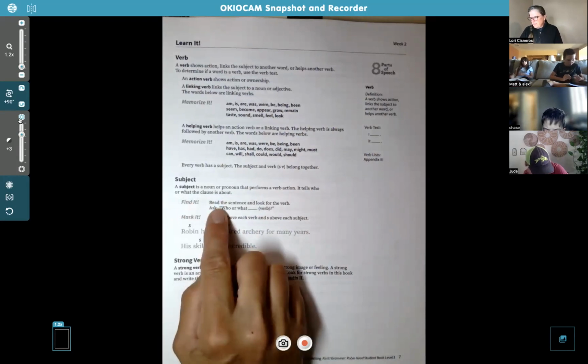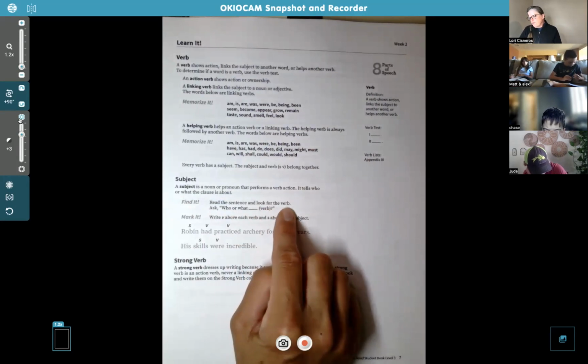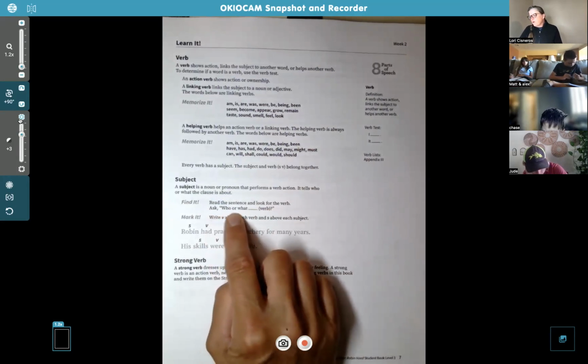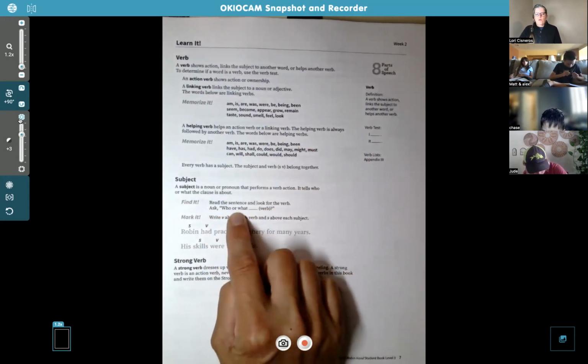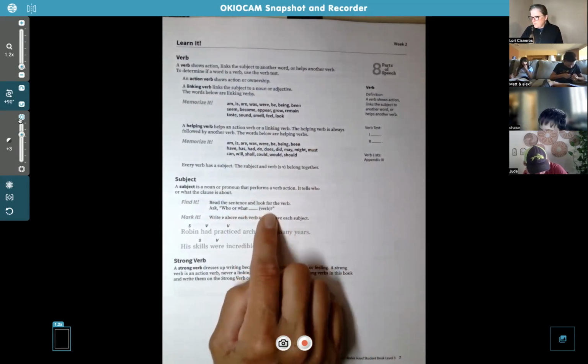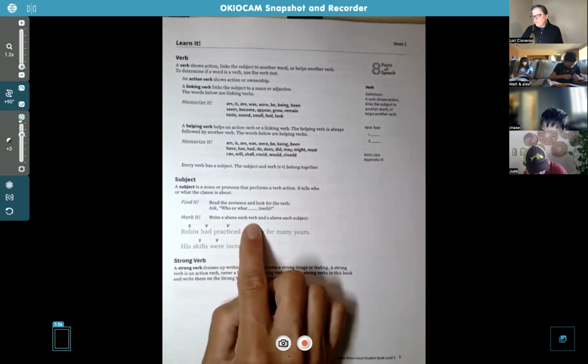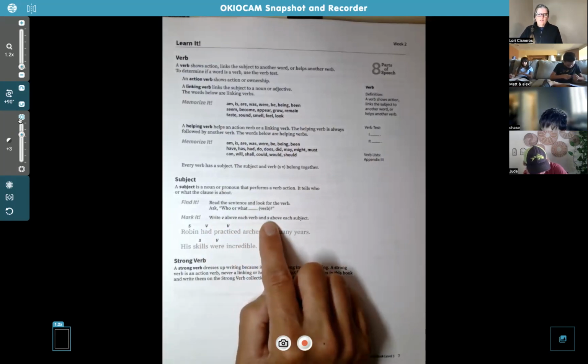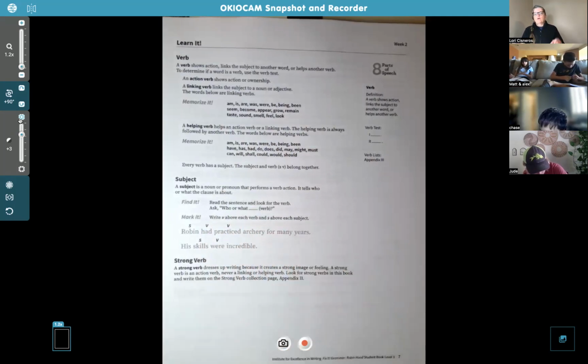Here it says, find it. You're going to read the question and look for the verb. Ask who or what blank. So who or what is doing the thing? That'll tell you what the subject of the sentence is. And then you're just going to write V above each verb and S above each subject because they go together. The subject and verb always go together. They may not be right next to each other, but they're in the same sentence.